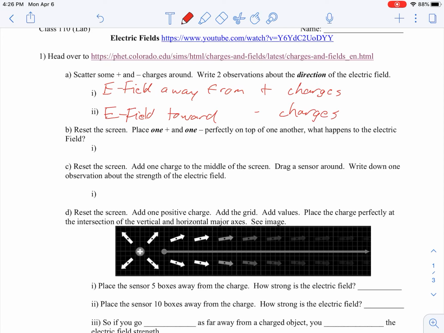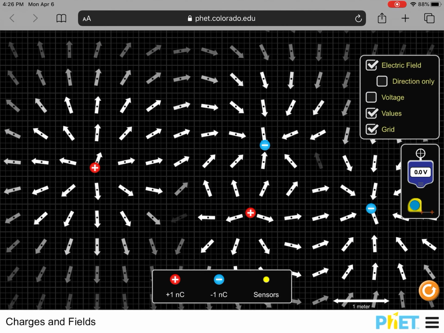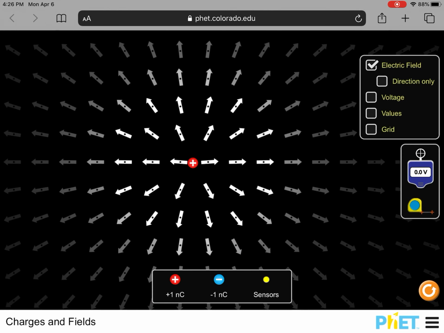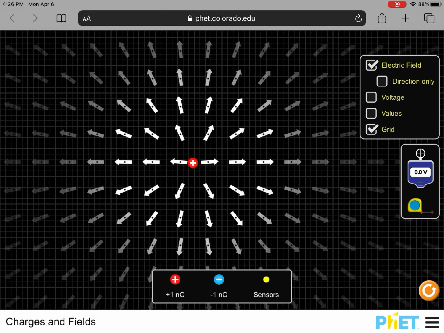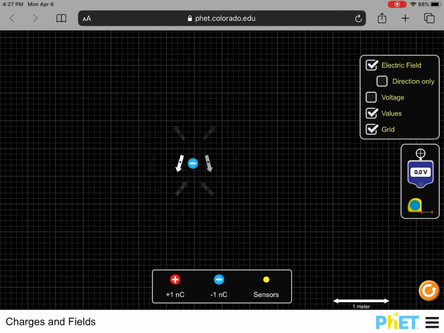All right. Now it says reset the screen, place one positive and one negative perfectly on top of one another. What happens to the electric field? So reset the screen. I'm going to take one positive, put it there. Maybe put my grid back up and the values, and then put my negative right over it perfectly as best I can. It's a little hard to do, this is on a touch screen, but we'll see.